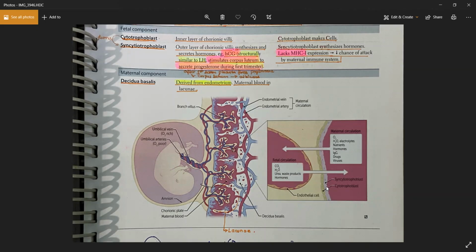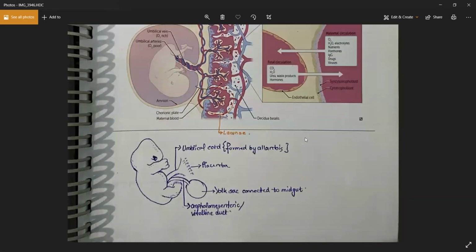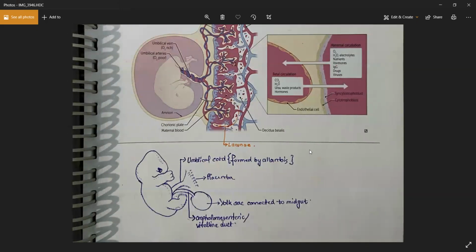Okay. Now you have two things: one is the yolk sac and second is the placenta. The yolk sac will be connected to your foregut, the midgut, right? Remember? The omphalomesenteric duct and the Meckel's diverticulum.